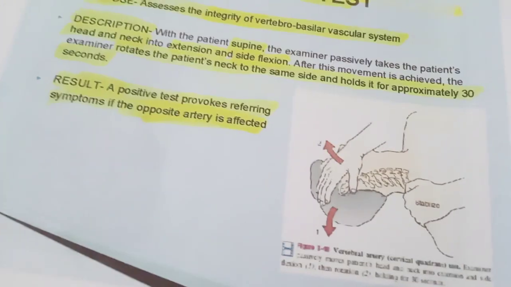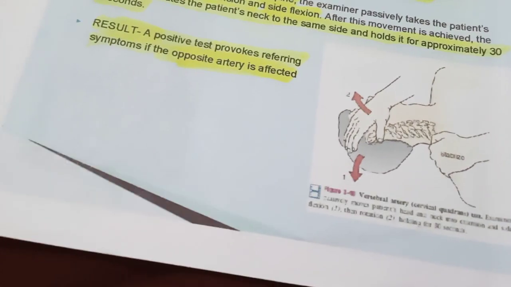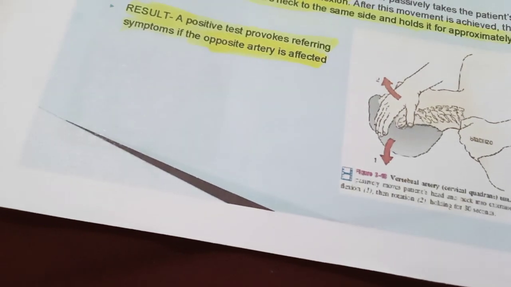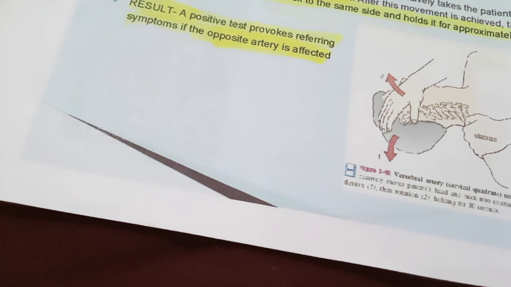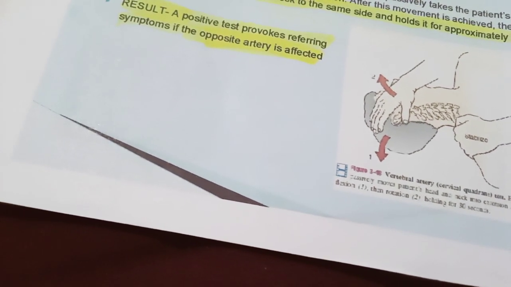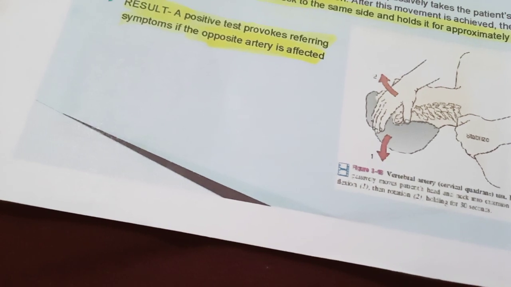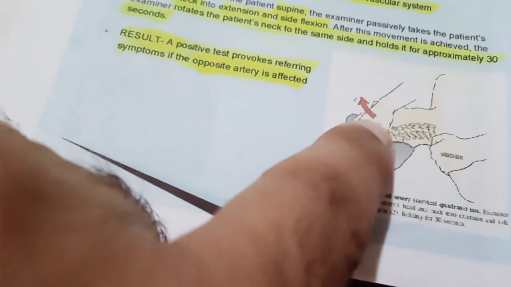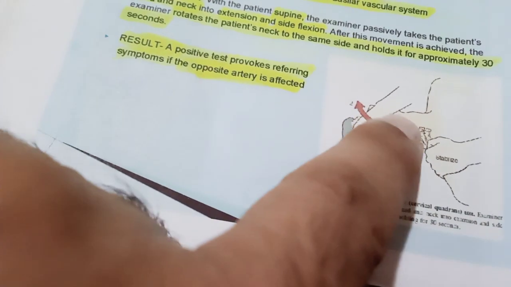ده اسمه vertebral artery test. بيشوف الانتجريتي بتاع vertebral vascular system. أما يكون البيشنت supine, the examiner passively takes the patient head and the neck into extension and side flexion. After this movement is achieved، يعني هو اهو بيشد رقبته للناحية التانية.